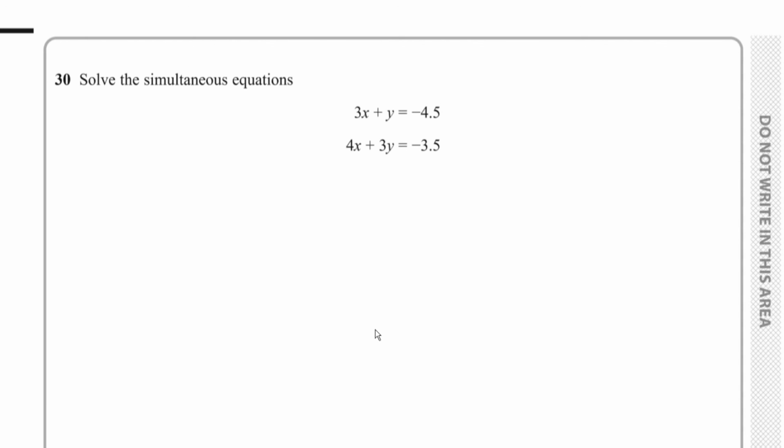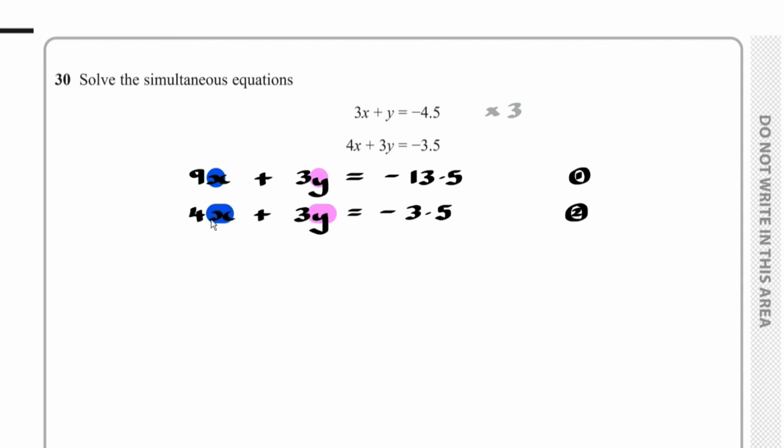Question number 30. Solve the simultaneous equations 3x plus y equals negative 4.5, 4x plus 3y equals negative 3.5. The first thing is we will multiply this equation 3x plus y equals negative 4.5 by 3. The reason for that is because it will make the number of y's the same. So, doing so, we end up with 9x plus 3y equals negative 13.5. I'm going to call this equation 1. And then we've got the other equation, 4x plus 3y equals negative 3.5.